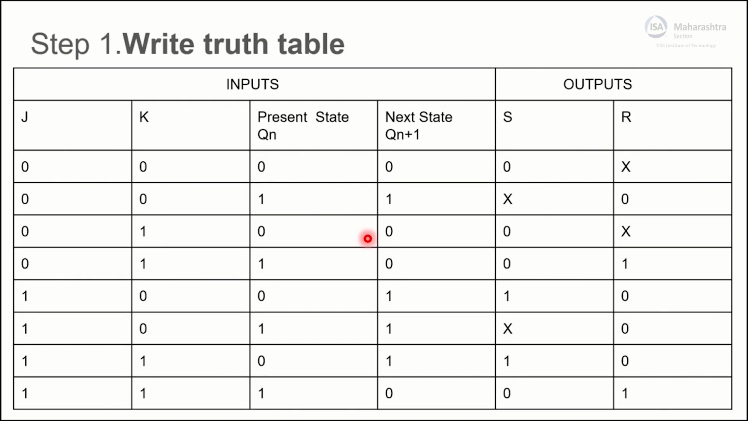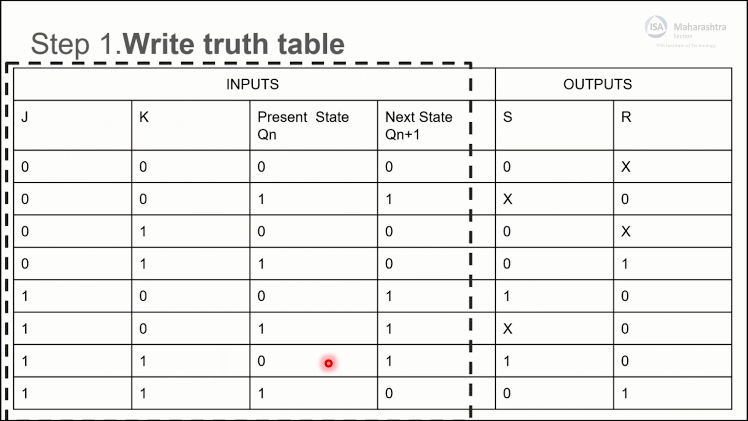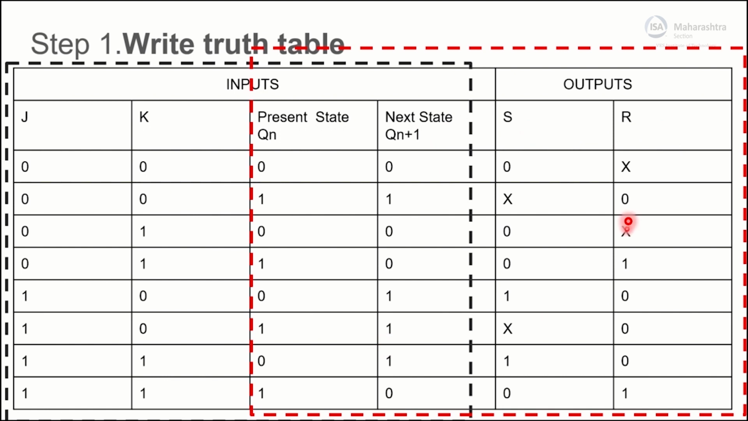First step is to write the truth table. Always first write the desired flip-flop characteristic table, which is JK flip-flop over here. You can see LHS side in the black rectangular box is the characteristic table of JK flip-flop. And next you need to just combine the excitation table of the given flip-flop. Here is the given flip-flop as SR flip-flop. So fill the entries of the excitation table on the output side accordingly.